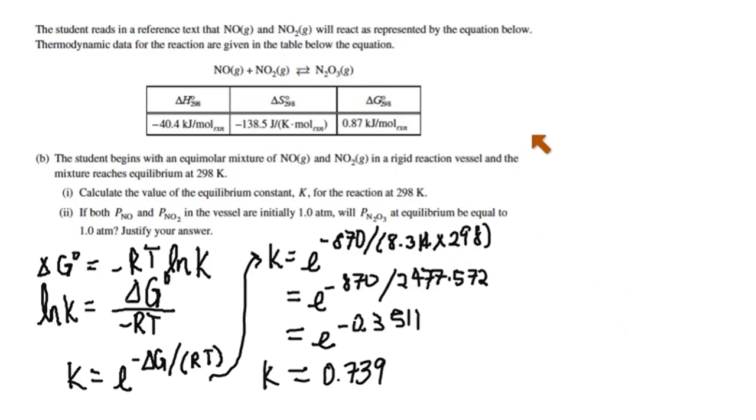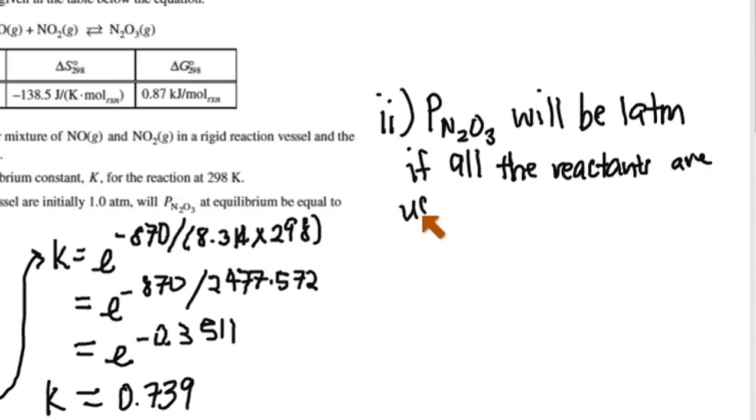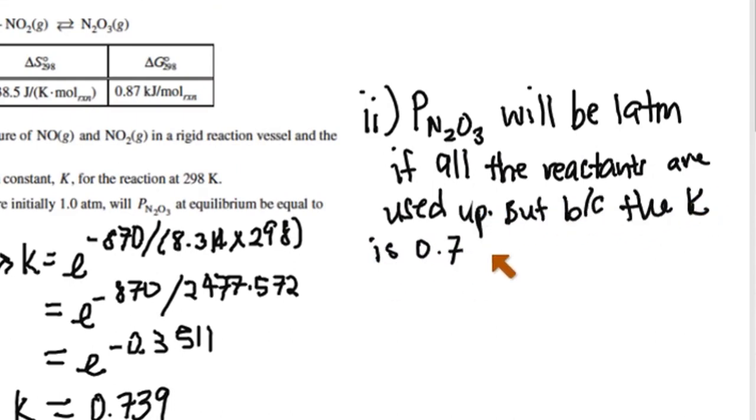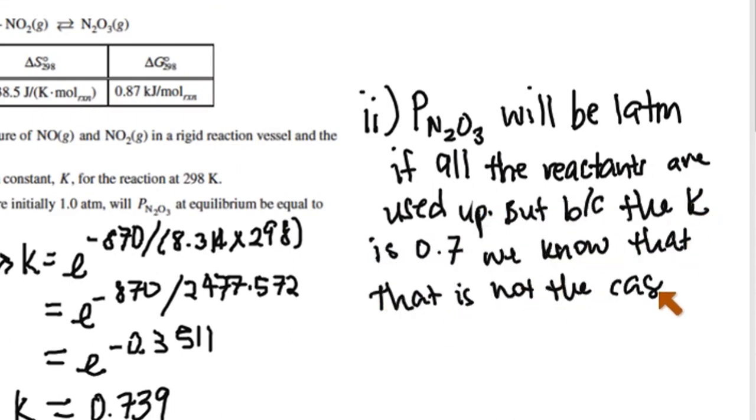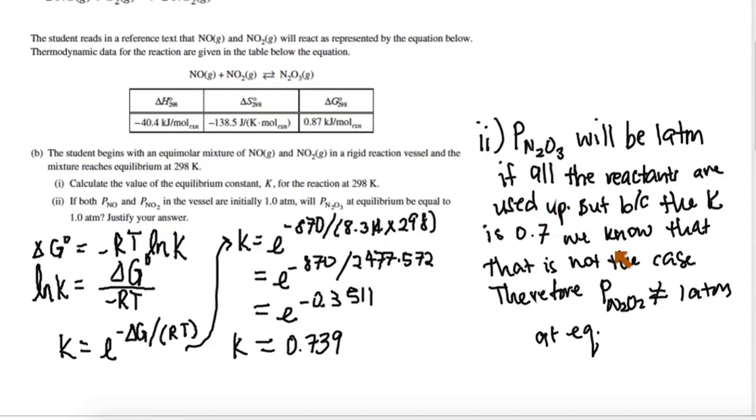So that was a lot of words. So we write it out. Essentially, yes, it would be if the reaction went to completion and everything was used up, but at equilibrium, that doesn't happen. Therefore, no, the pressure of N2O3 will not be 1 atmosphere.